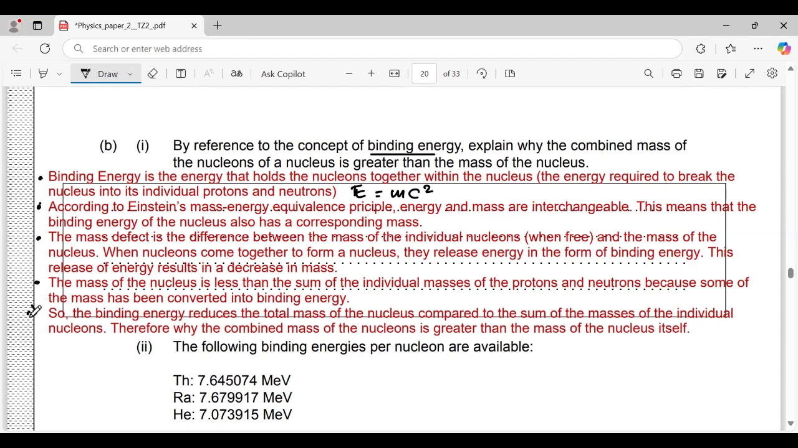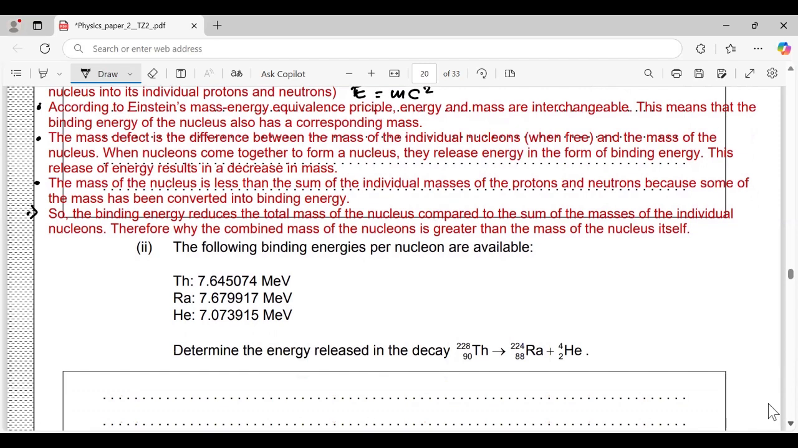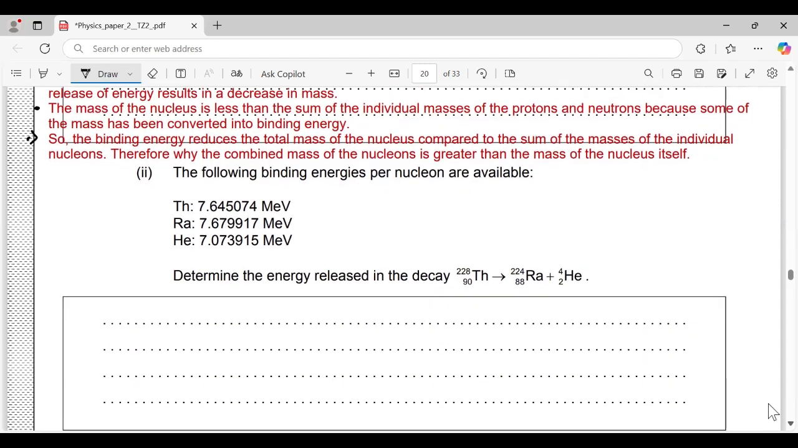Based on these four pieces of information, my summary: the binding energy reduces the total mass of the nucleus compared to the sum of the masses of the individual nucleons. So that's why the combined mass of the nucleons is greater than the mass of the nucleus itself. I think that is clear. That's the complete information for you.